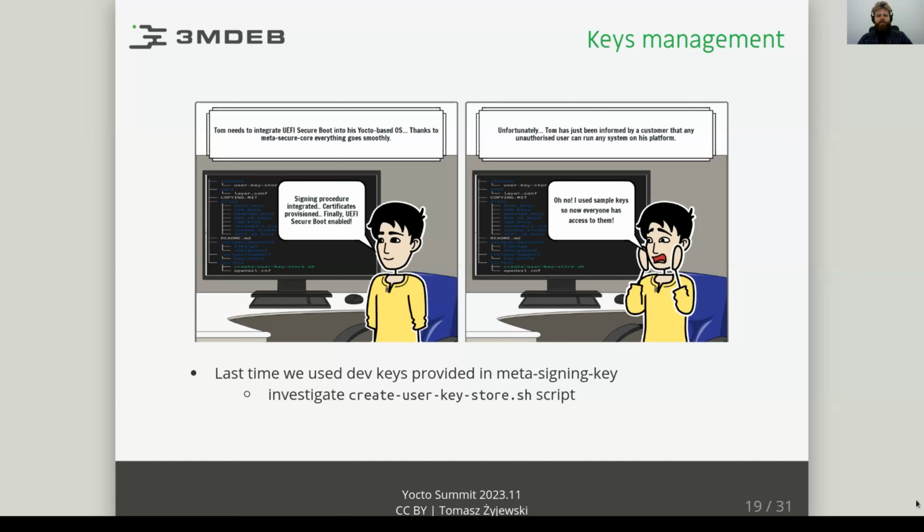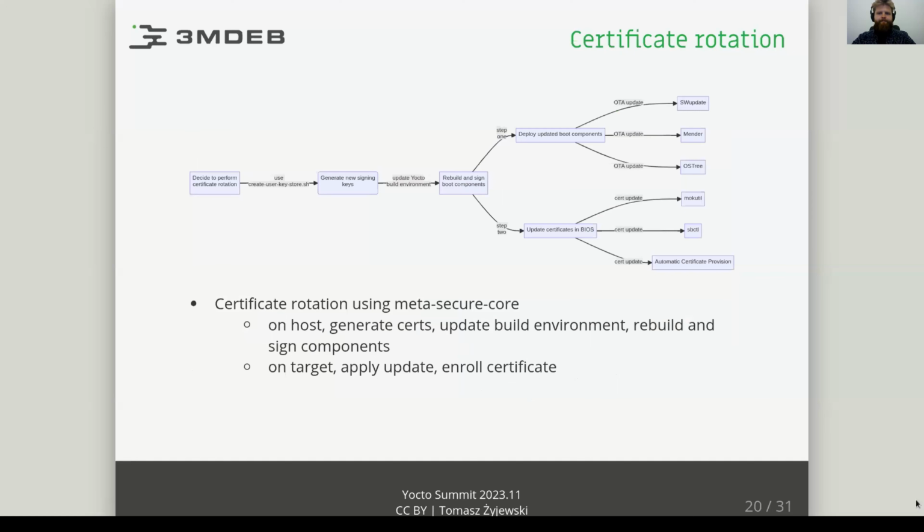So for this, we can use the create-user-key-store script to generate the keys for any given platform. And this script we can also use in the situation when we want to rotate our certificates in our production image. This may happen in cases where, for example, we want the firmware that we provide to be signed with another key, which maybe implements some new features, and maybe we want it to be started only with the newly generated certificates. So anyone that was using the older one also needs new certificates to be enrolled on their platform.